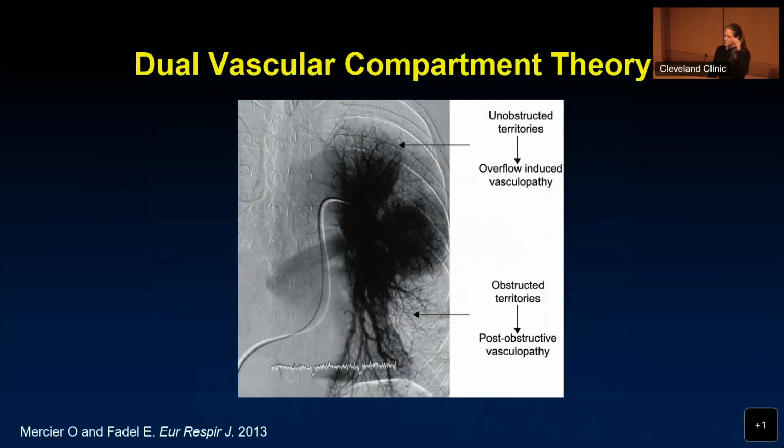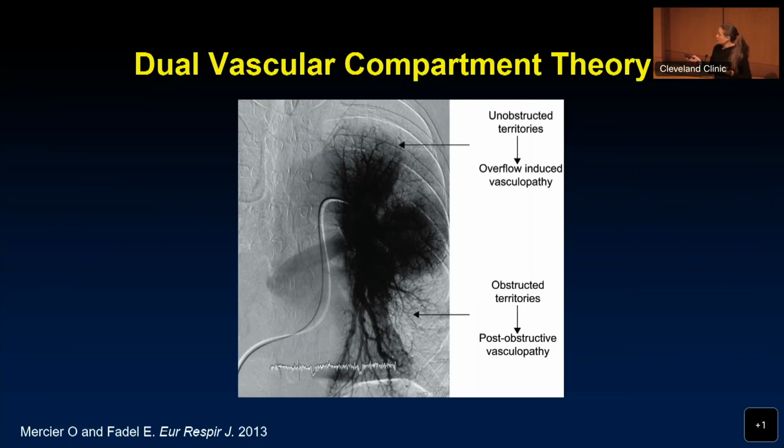From a 10,000-foot view, what is actually going on inside the lungs is a tale of two different lung sections. This is a picture of an animal model of CTEPH. At the bottom here, this is a section of lung that's been occluded. The right lower lobe artery has been occluded, and you can see there's an absence of perfusion here. When you look at what's going on at a cellular level, there are what we describe as post-obstructive vasculopathy changes happening.